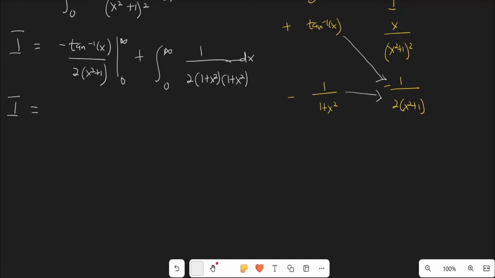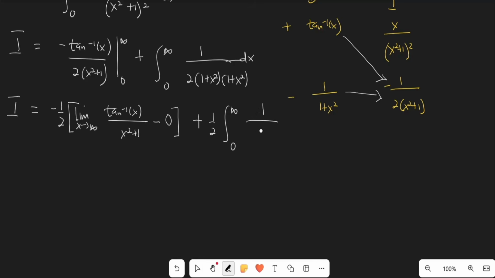So now let's take the limits. The limit here, we have negative 1/2, which is a constant, and then I am going to take the limit as x approaches infinity of the tan inverse of x divided by x squared plus 1. This is the upper limit minus the lower limit. When you plug in 0, that is going to be tan inverse of 0 is 0 all over 1, which is 0. So it's 0 for the lower limit. And then plus 1/2 is constant, and then the integral from 0 to infinity of 1 all over 1 plus x squared, all this squared dx.